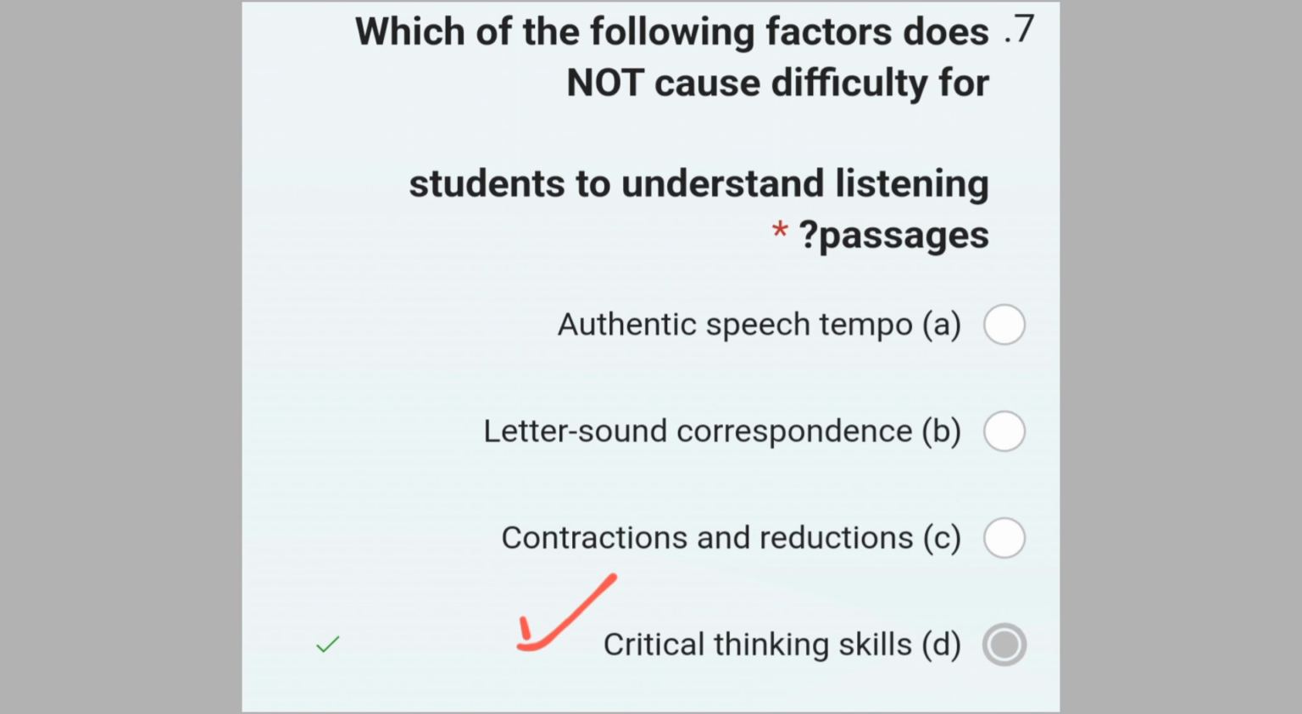7. Which of the following factors does not cause difficulty for students to understand listening passages? A. Authentic speech tempo. B. Letter sound correspondence. C. Contractions and reductions. D. Critical thinking skills.